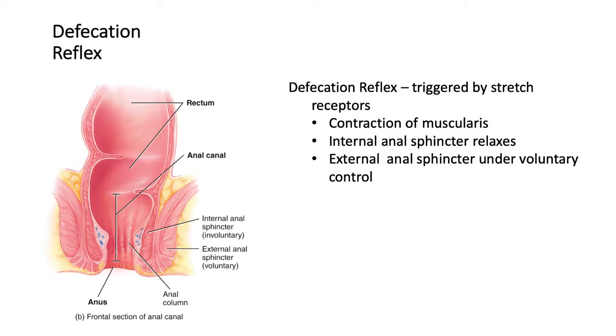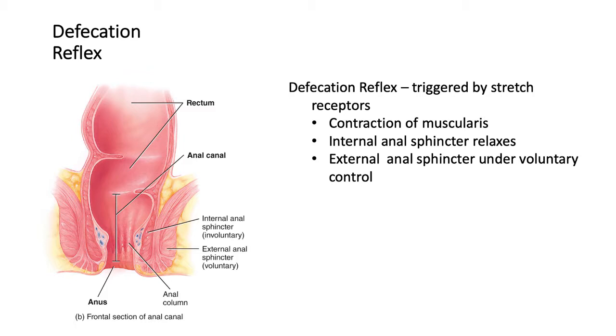The rectum serves as a storage area for feces. Stretch receptors in the walls of the rectum are activated when material builds up, extending the walls. This sends signals to the nervous system. The nervous system causes contraction of the muscularis layer of the rectum and relaxation of the sphincters at the anus.